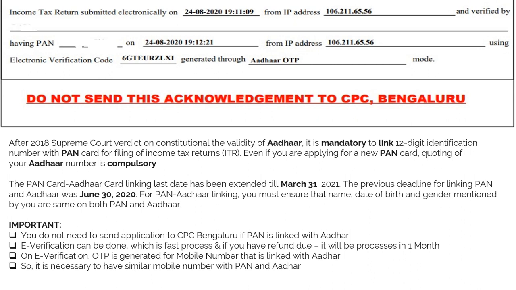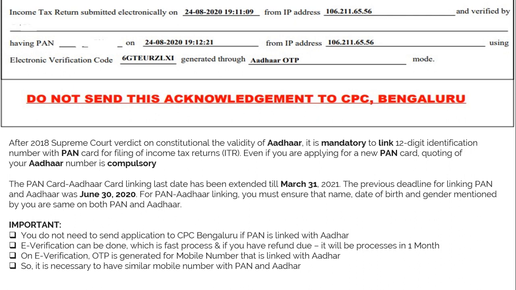Once you are done with your filing of ITR, there is an acknowledgement that you have to send to CPC Bangalore. If you have Aadhaar PAN linking done, then there is no need to post your acknowledgement to CPC Bangalore. Then they will check, and you will get the refund if you have claimed one.